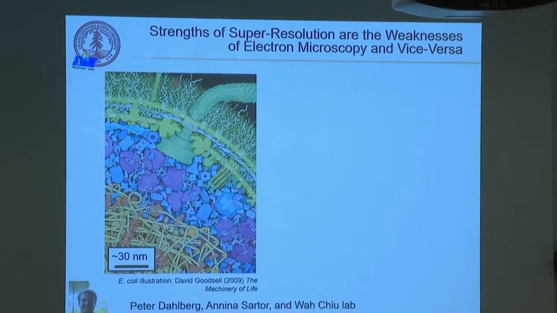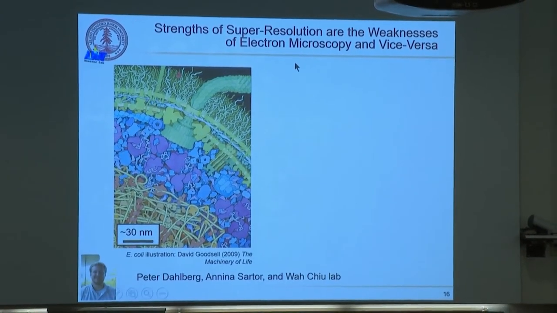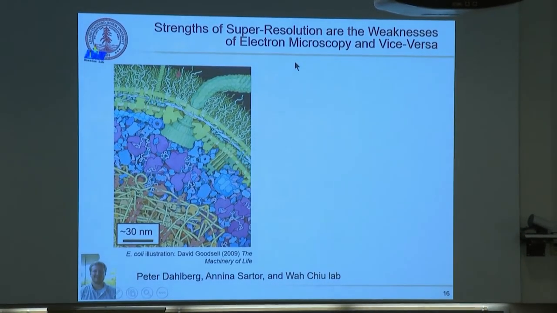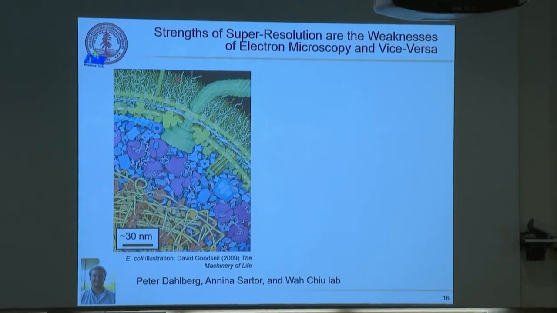As a motivation for this next portion, I'm going to talk about super-resolution microscopy, which is an optical method, and combine it in a certain way with electron microscopy, which is a related and a different method. But the way to talk about this work is to go back to this beautiful drawing by David Goodsell of what's inside a bacterial cell in this case. There are so many interesting little machines and proteins involved here.